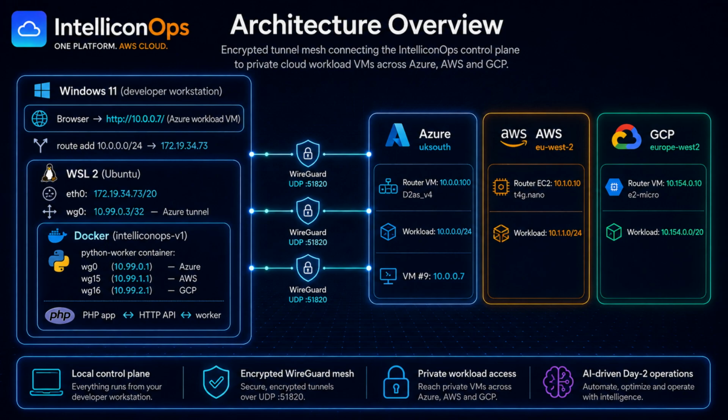A Windows development workstation, WSL and Docker providing the local control plane, Python handling orchestration, WireGuard providing encrypted connectivity into the clouds, small cloud routers providing access to the private workload networks, and IntelliconOps bringing all of that together so that a simple request can become an actual Day 2 infrastructure operation. There's still plenty more to build and I'll continue documenting it as IntelliconOps develops.